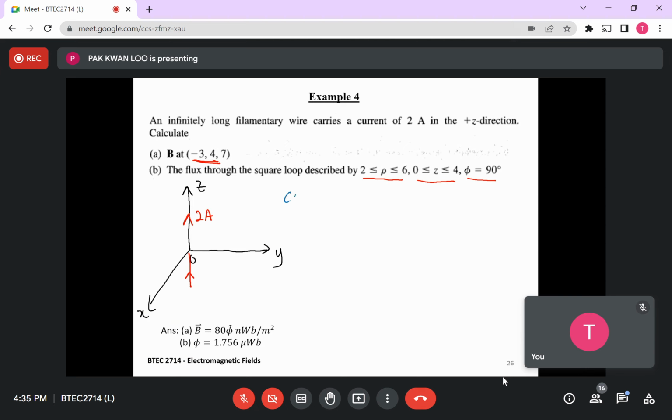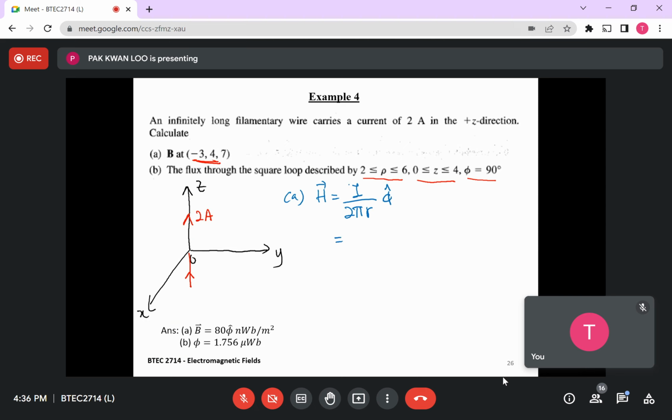Okay, so for part A, since it is an infinitely long filamentary wire that carries 2 ampere in the positive z direction, using Ampere's law, I will just write H equals I divided by 2 pi R phi cap. Okay, so that is from Ampere's law.